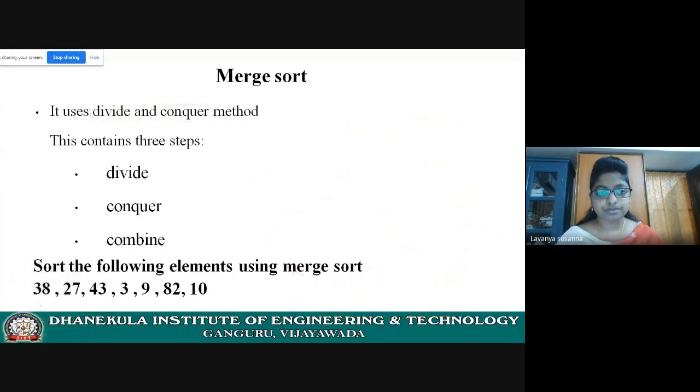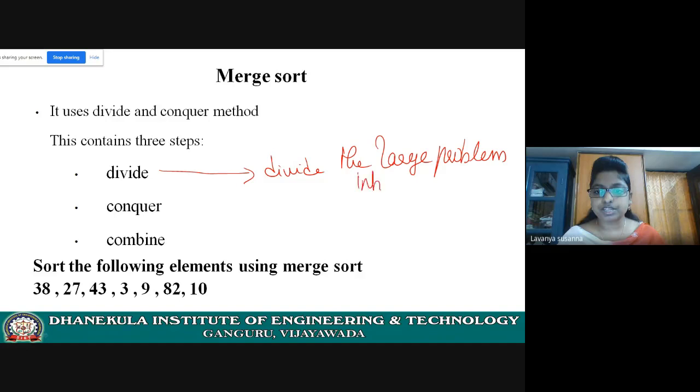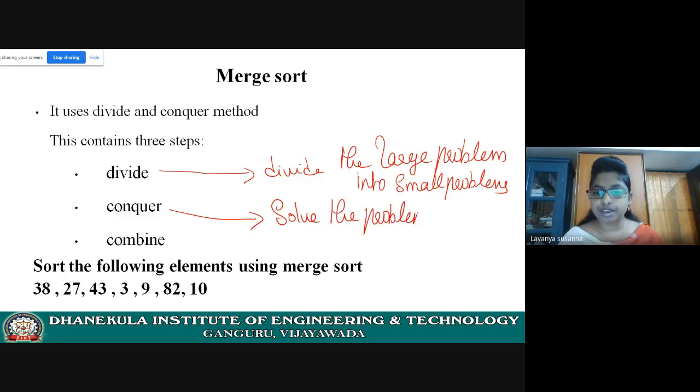Write down, it contains 3 steps. Divide means you need to divide the large problem into small problems. Okay. Conquer. What is meant by conquer? Conquer means solve the problems recursively.